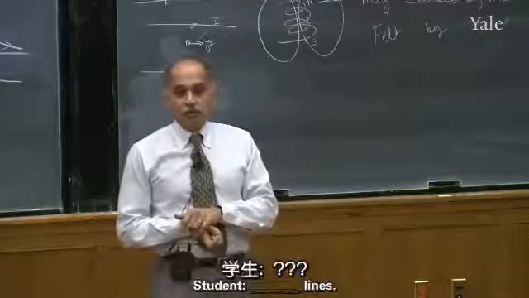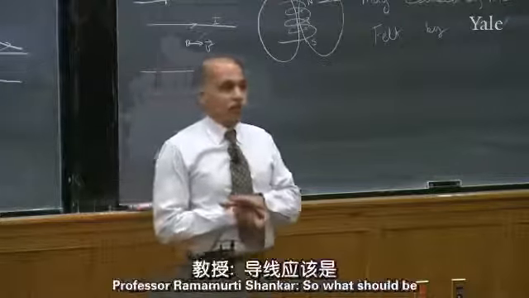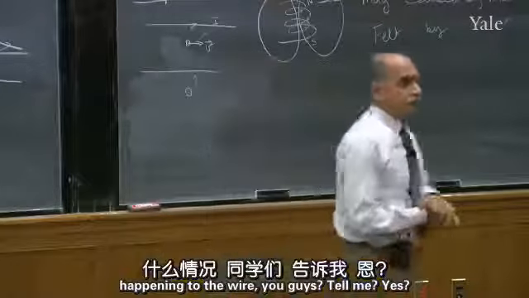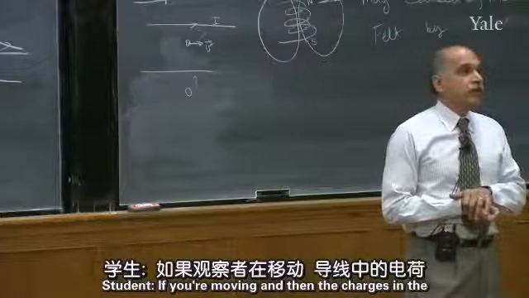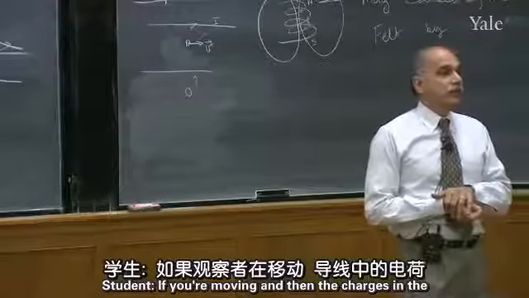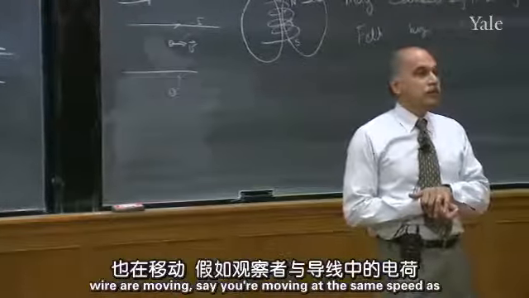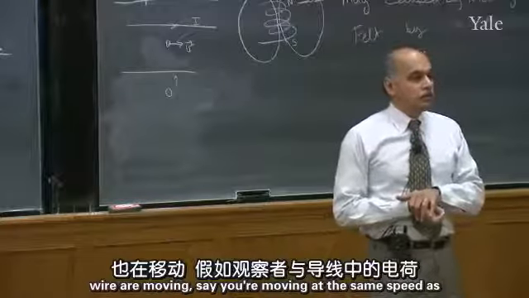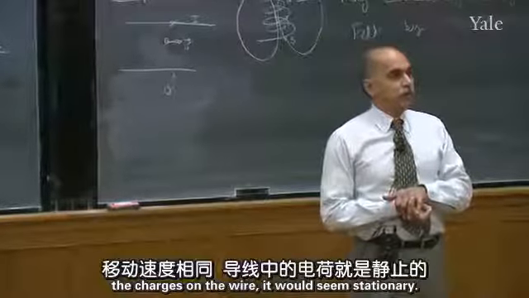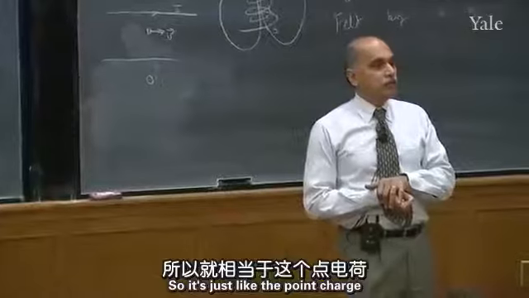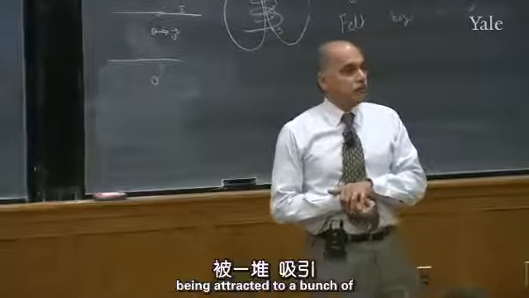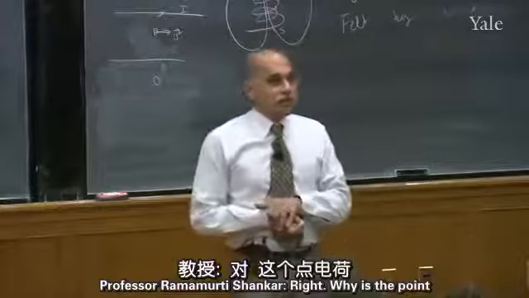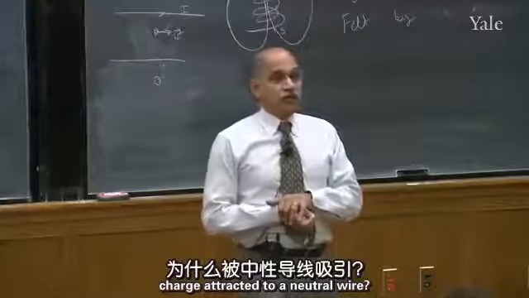Yes? So what should be happening to the wire, you guys? Tell me. What should be? Yes? If you're moving and the charges in the wire are moving, say you're moving at the same speed as the charges in the wire, they would seem stationary. So it's just like the point charge is being attracted to the bunch of wires. Right. Why is the point charge attracted to a neutral wire? That's my question.